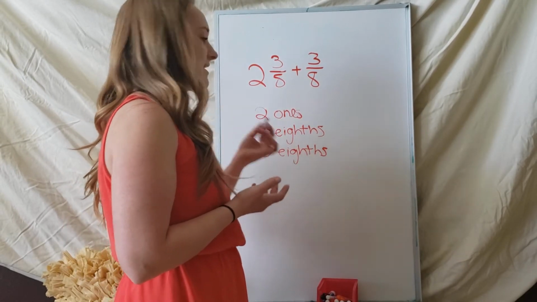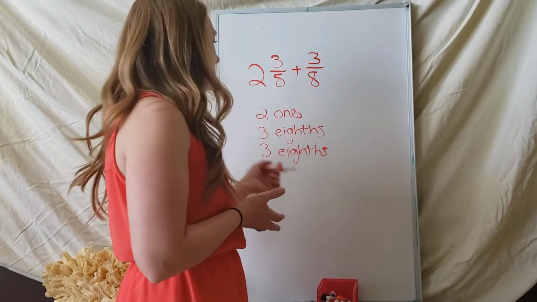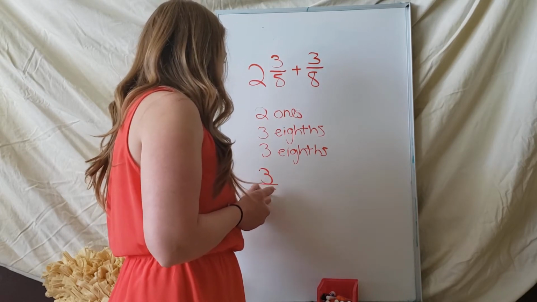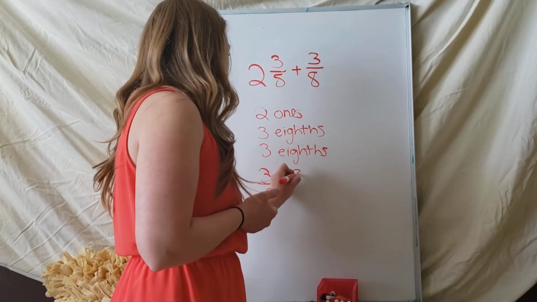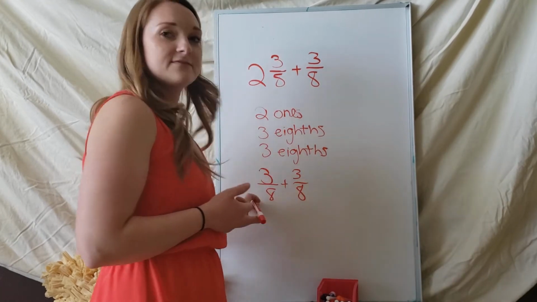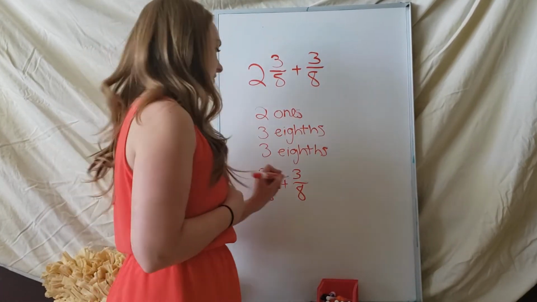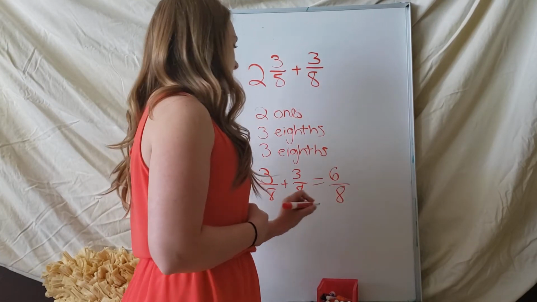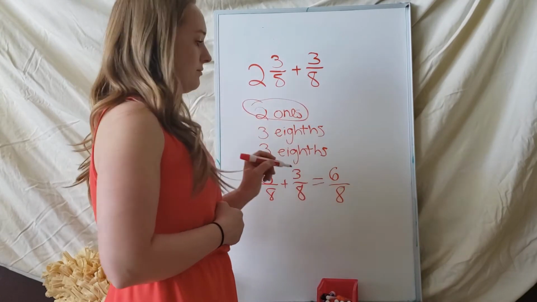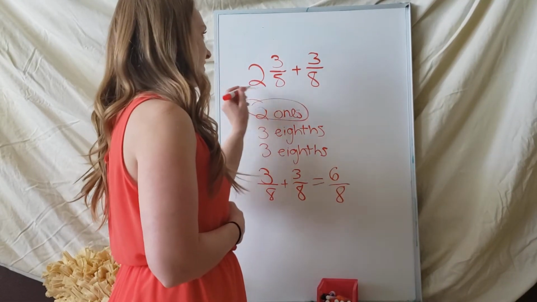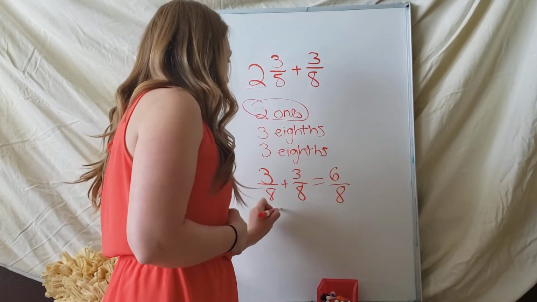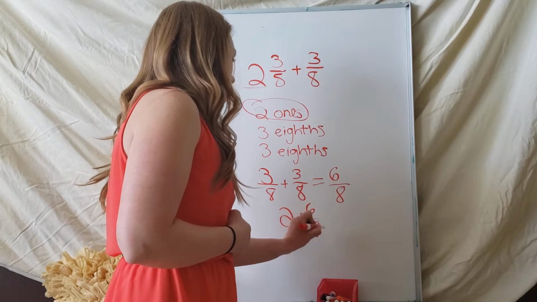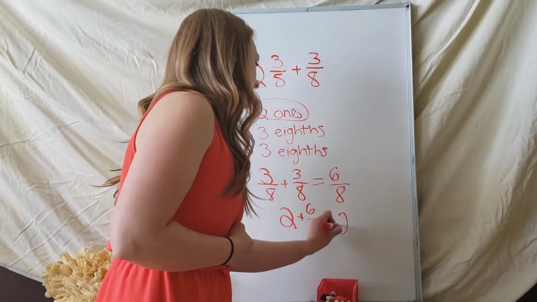So the 2 ones, I don't have any other ones I can add them to right now, but I have 2 sets of eighths. So I can add the 3/8 plus 3/8. Again, these fractions have the same denominator, so I can just add the numerators together, which would be 6/8. Now if I go back, I have one more unit I need to add on, right? We can't just forget the 2 that we started with. So I have a whole number 2 plus 6/8, which is 2 and 6/8.